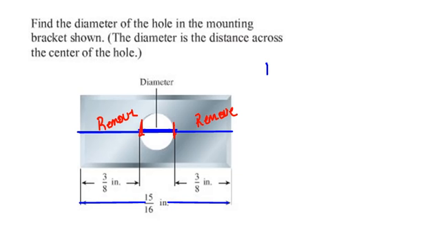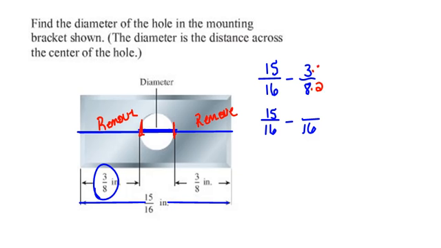So let's start out with our 15/16. And right now, let's just remove this 3/8. So if I subtract off the 3/8, we would need a common denominator. The common denominator here will be 16. Both of those will go into 16. And since our first fraction is already over 16, we don't have to do anything to it. For the second one, though, 8 times 2 would be 16, so 3 times 2 would be 6.